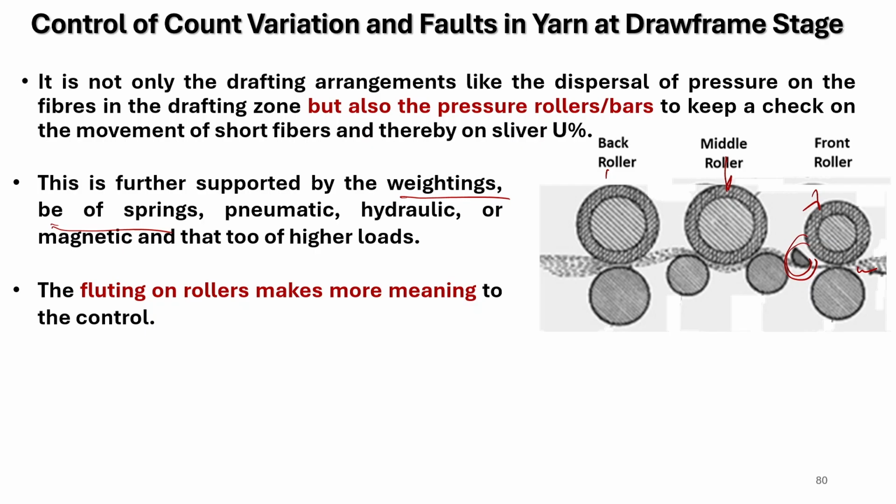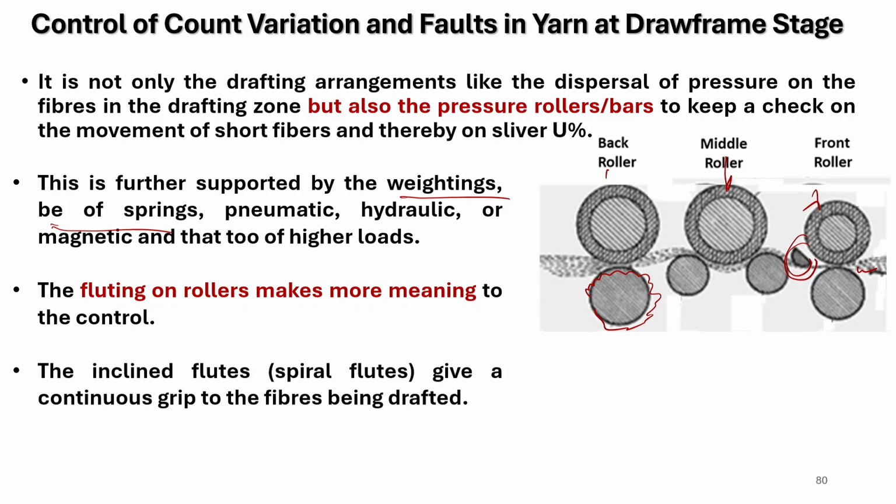The flutes on the roller give more control. So, here in the bottom roller, to control the fiber movement, fluted rollers are used. There are two types of flute, one is straight flute and another is spiral or inclined flute, that gives a better and continuous grip. In straight flutes the continuity is not there, there is sudden change. So, sometimes it is gripped and at other times it is not gripped. When it is inclined, the continuous grip is there.